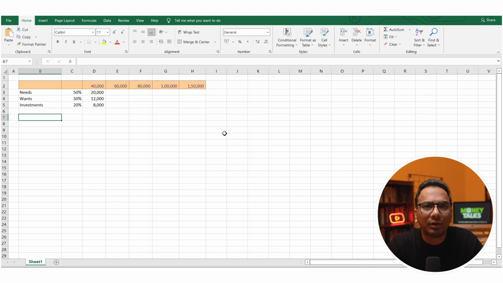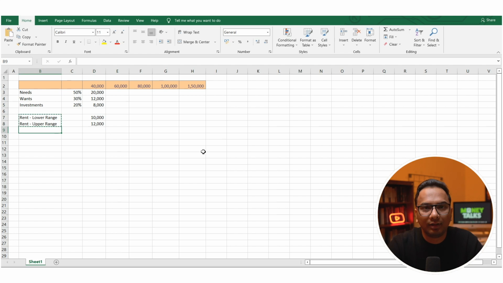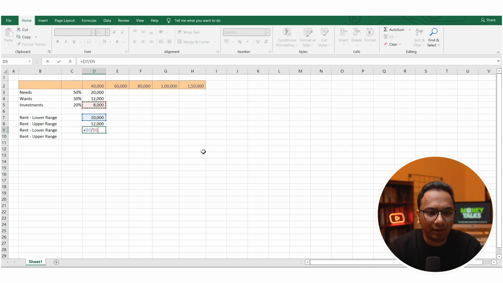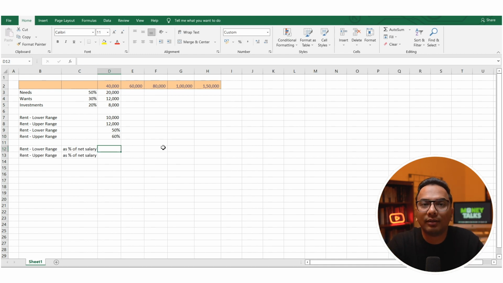Let's create a range, the lower amount and the upper amount. On a 40,000 income, let's say 10,000 could be the lower range and 12,000 could be the amount on the upper side of it. Okay, now let's see this as a percentage of the needs bucket. We'll once again create the range and we will divide this 10,000 rental by the needs amount, which is 20,000. And as a percentage, this is 50% on the lower side. Similarly, on the upper side, let's see how much it is. This comes out to 60% of the needs bucket on the upper side of the range. You will notice that the actual amount is not very high, 10,000, 12,000 rupees. But as a percentage, it seems high, 50%, 60%.